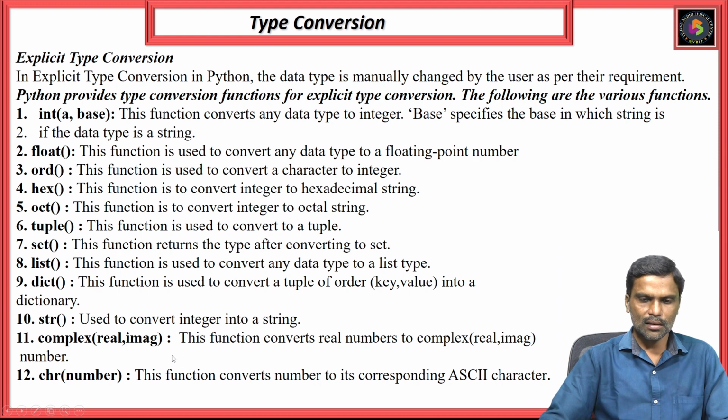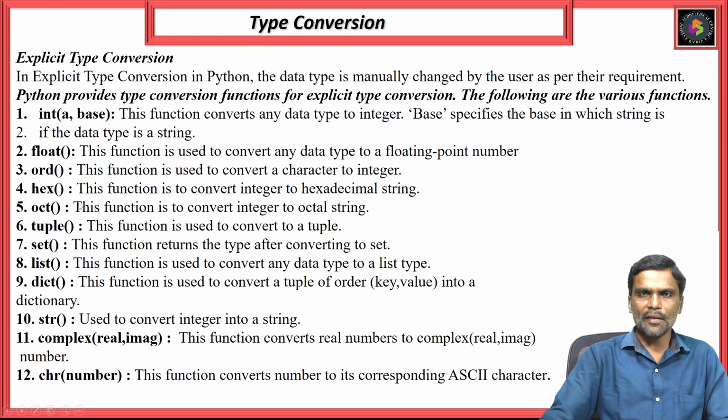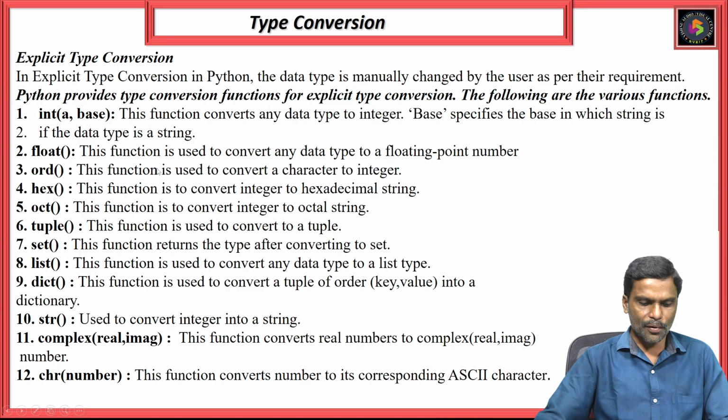Complex converts a real number to a complex number. Chr converts the number to the corresponding ASCII character. So these are all the functions you can see. In all these cases the user is involved in order to convert from one type to another type, so it is called explicit type conversion. Few examples I have given.